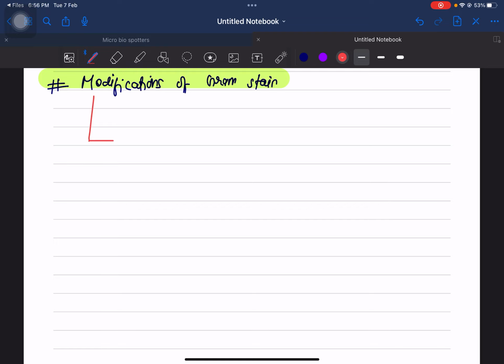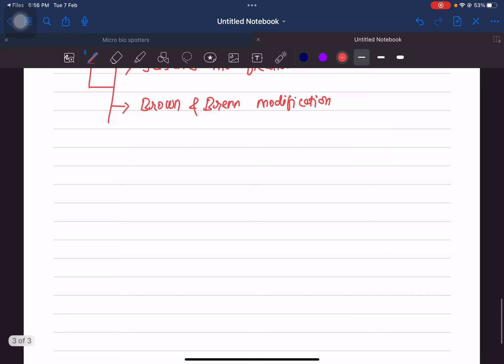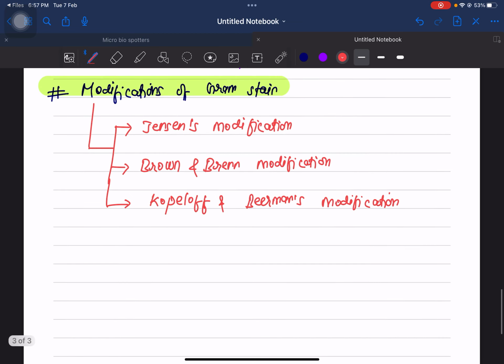So it can be Jensen's modification, another is Brown and Brenn modification, another is Kopeloff and Beerman's modification. Similarly, Jensen's modification, you must know what is the modification done.